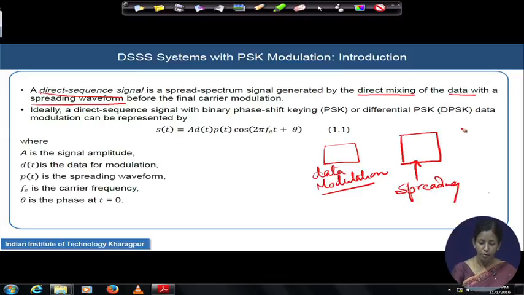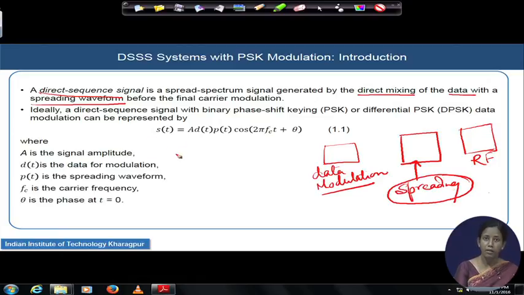And the final modulation, apart from that, is the carrier modulation or the RF carrier modulation, which will help you boost the signal from the baseband to the RF frequency where the transmission will actually take place. Remember, whenever we talk about this spreading modulation, it comes after data modulation, but before the actual carrier modulation to the RF.